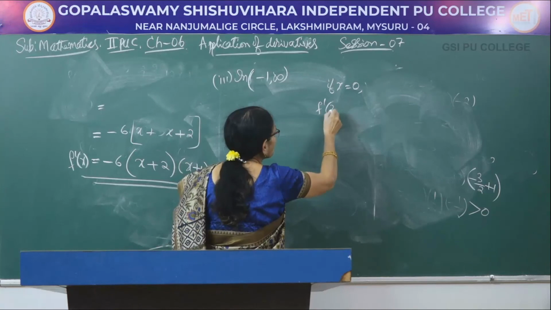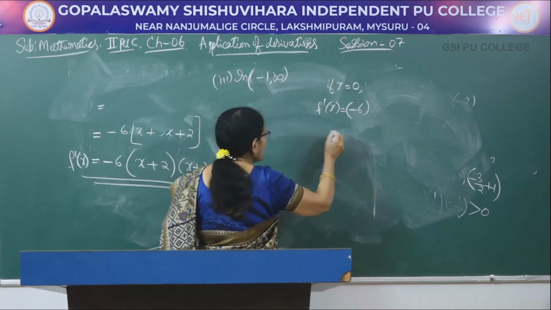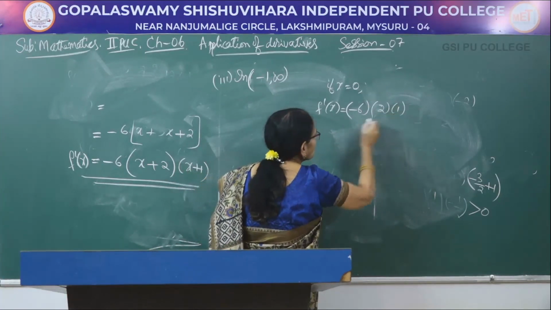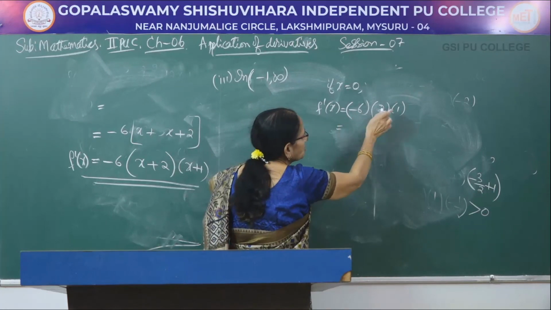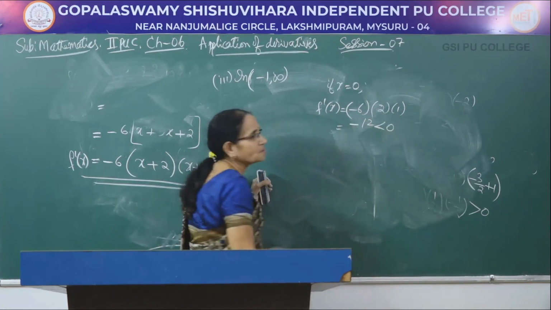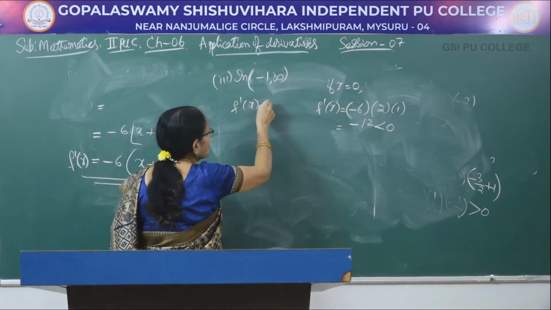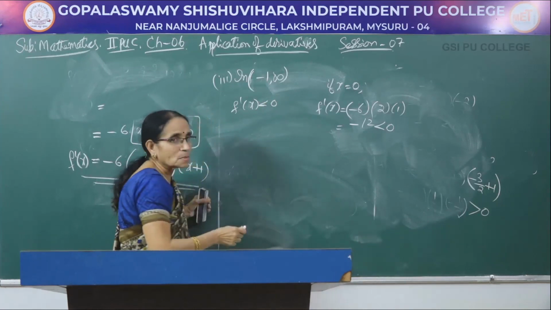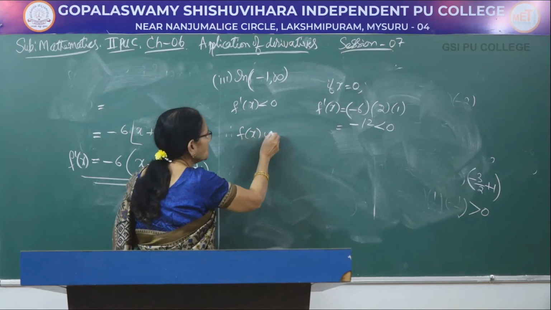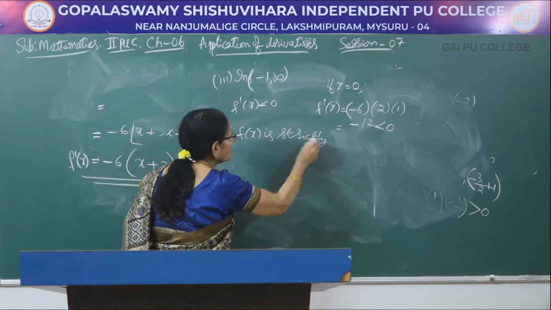Then what would f dash x be equal to? It is minus 6 into 0 plus 2, that is 2, 0 plus 1, that is 1. Minus into plus, that is negative, minus 12, it is less than 0. That means you can write f dash x is less than 0. So, what is our conclusion? Therefore, f x is strictly decreasing.